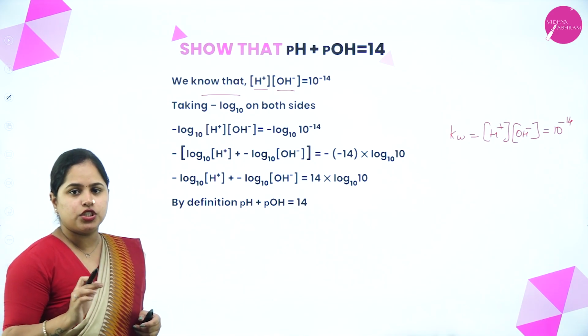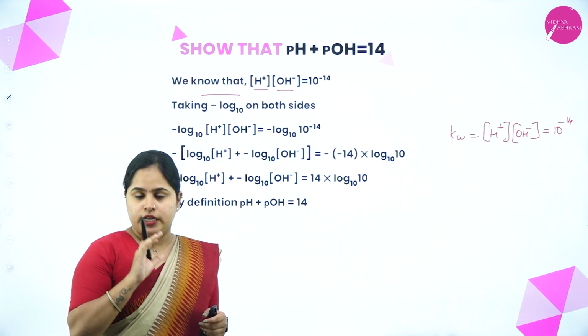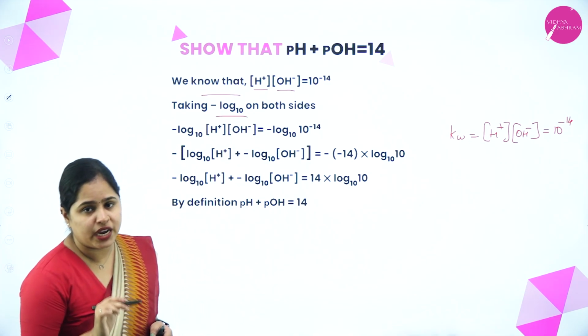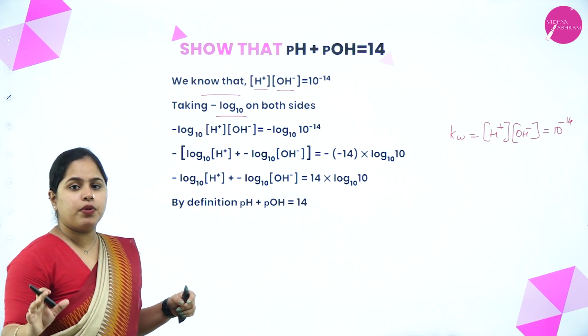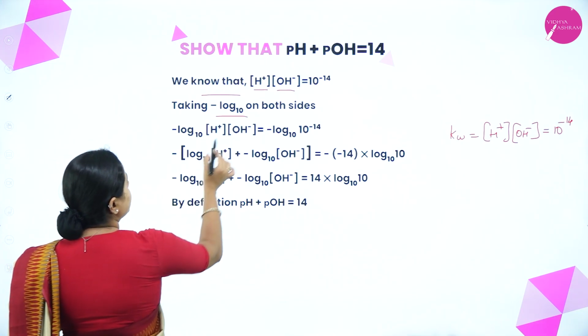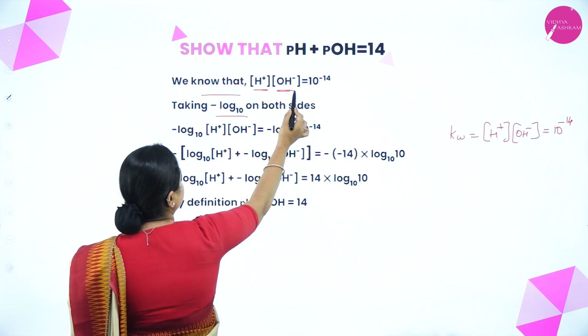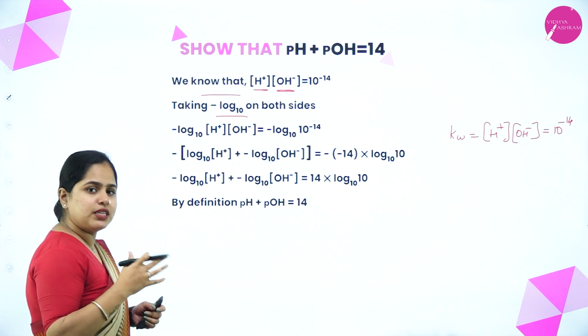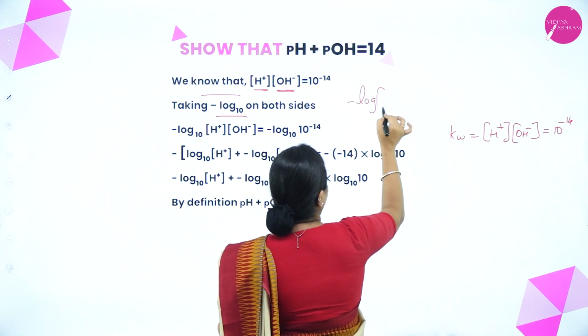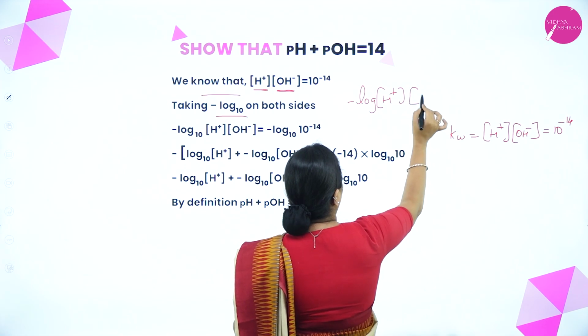Now to this equation we are going to multiply throughout by minus log base 10. Minus log we are going to multiply throughout the equation, that is on the reactant as well as product side. So what will you get? Minus log H plus into OH minus. That means minus log I am going to multiply to H plus and OH minus.